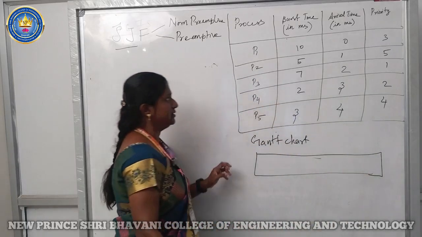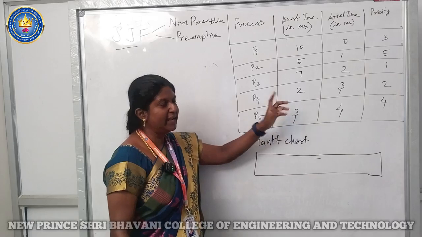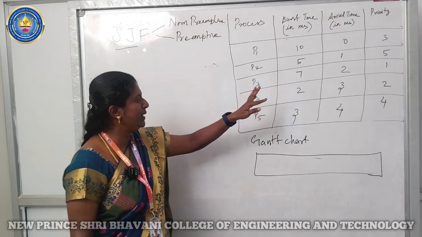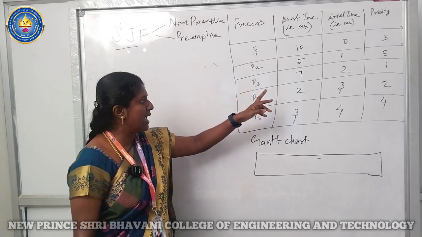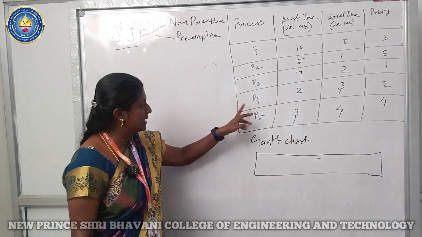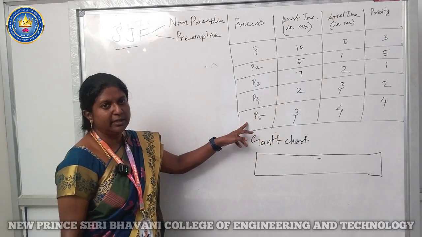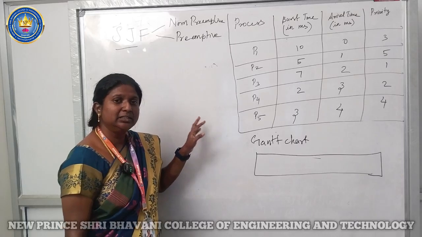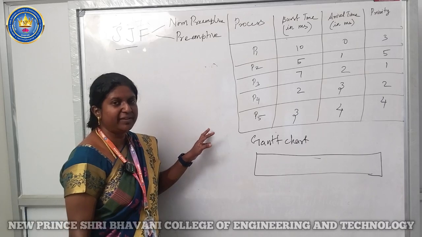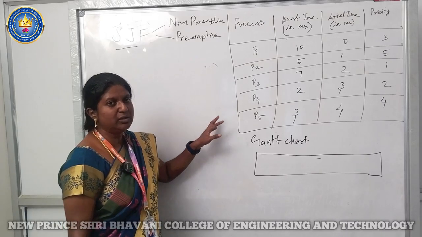In this problem, at the 0th millisecond, process P1 entered the queue. At millisecond 1, P2 process, at the 2nd millisecond P3, at the 3rd millisecond P4 process, and then at the 4th millisecond P5 process entered. So now we're going to see shortest job first non-preemptive. Non-preemptive means we cannot take control of the CPU in the middle. So we're going to schedule that.